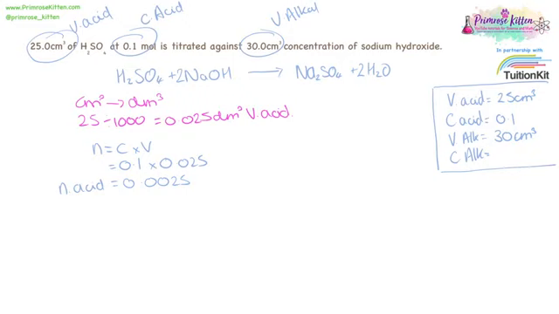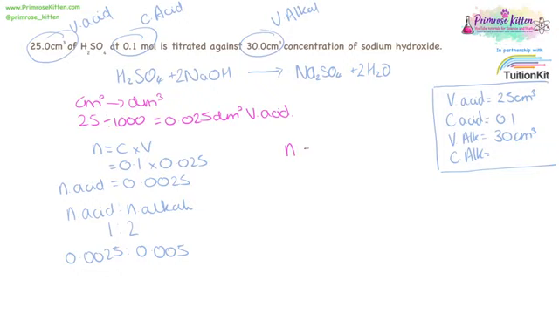We can see from the equation that 1 mole of our acid reacts with 2 moles of our sodium hydroxide. We can see from the equation that our moles of acid, 1 mole of acid reacts with 2 moles of alkali. So we can say n acid to n alkali is in a 1:2 ratio. So if we have 0.0025 moles of acid, we will have 0.005 moles of alkali. Now we have our n alkali.